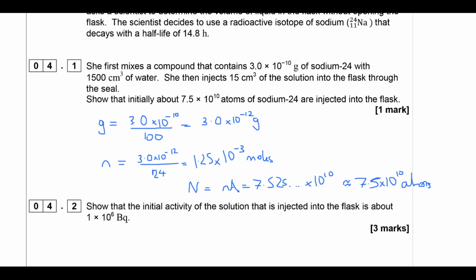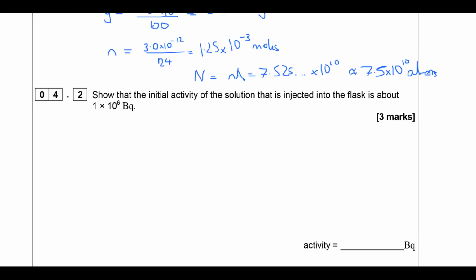Okay. Show that the initial activity of the solution that is injected is about 1 times 10 to the 6 becquerels. So we can get the decay constant, which is the natural logarithm of 2 divided by the half-life. That was 14.8 hours. It wants it in becquerels, which is per second, so let's convert hours to minutes to seconds. So 2 divided by 14.8 divided by 60 divided by 60 gives us a decay constant of 1.3 blah blah blah times 10 to the minus 5, and that's in s to the minus 1.